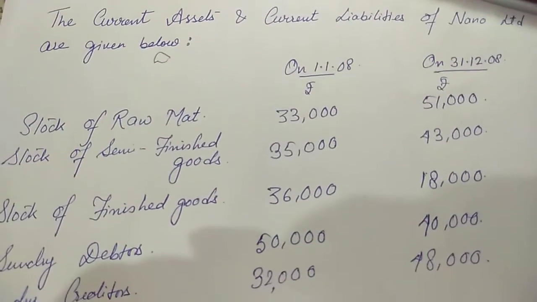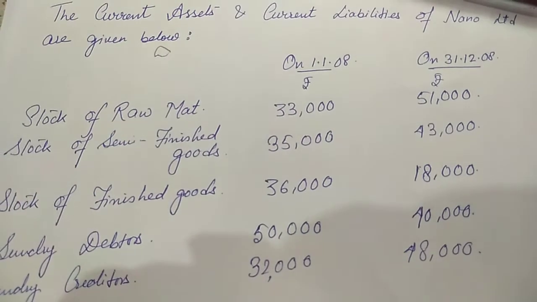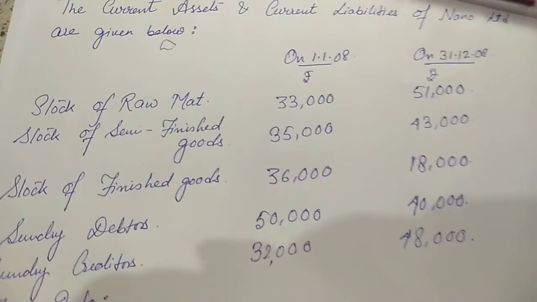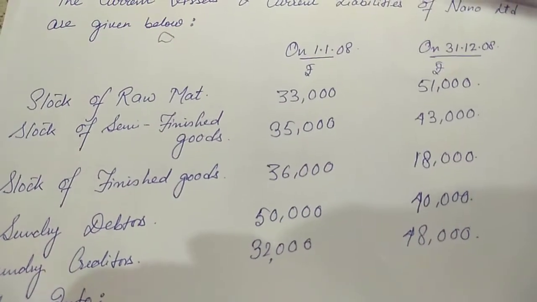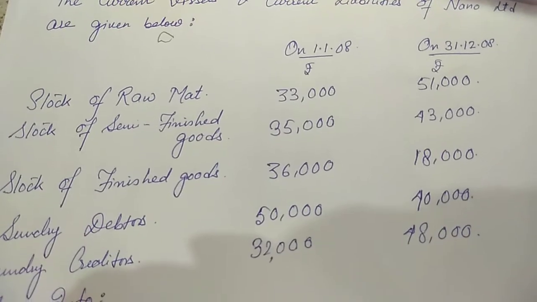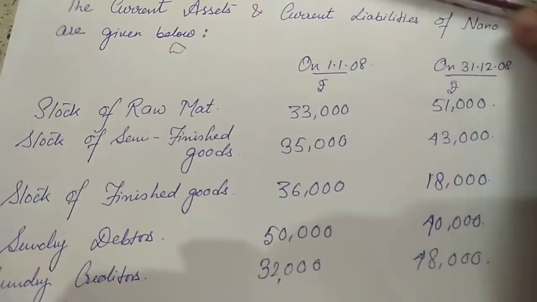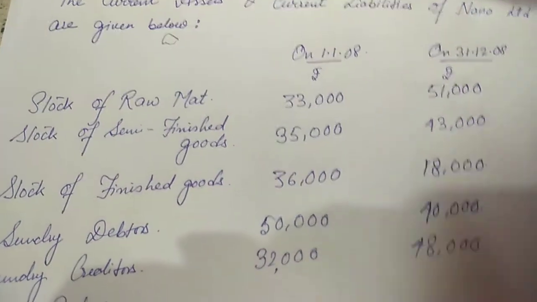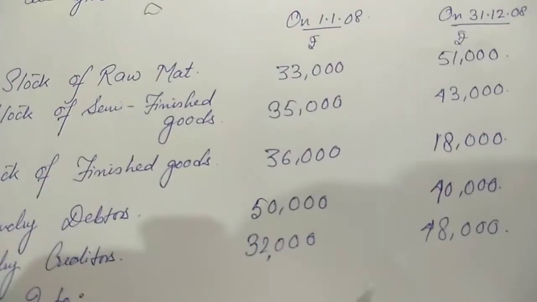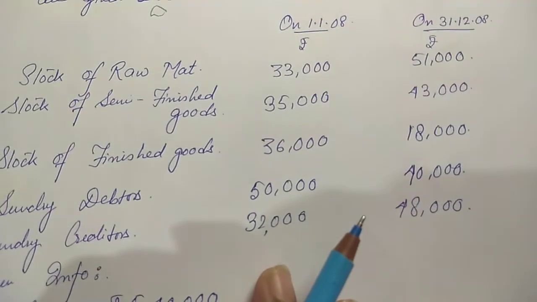Now today we'll learn that from the information given, how to find out operating cycle period. Operating cycle period means that the cash that you're investing into business, how long is it taking to get converted to cash again.